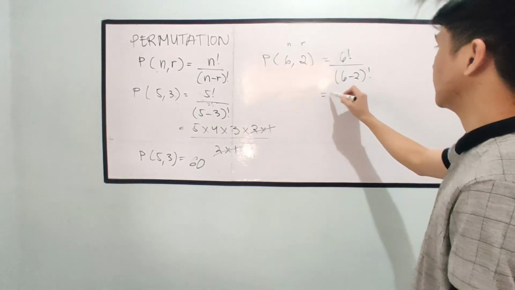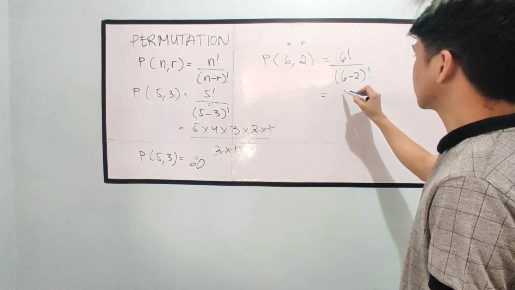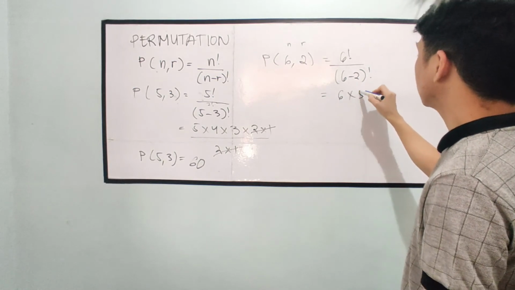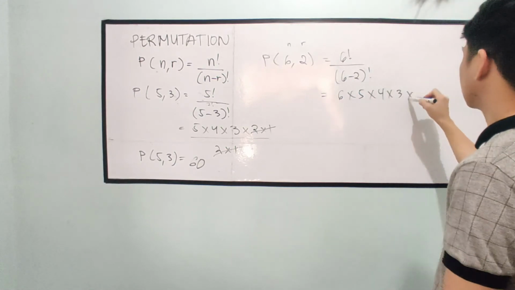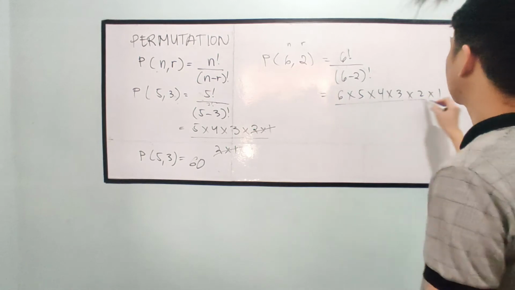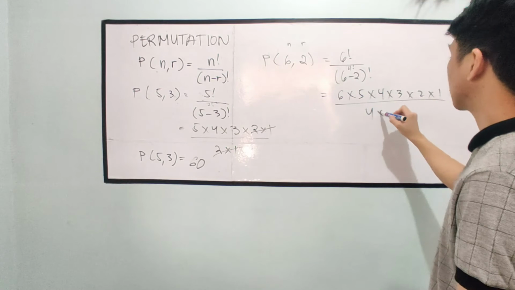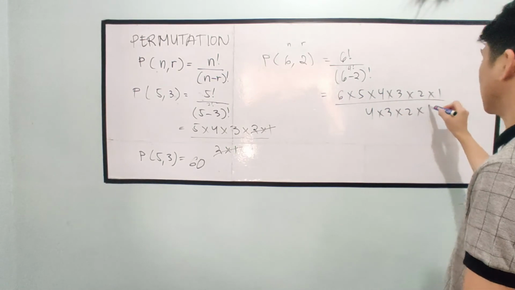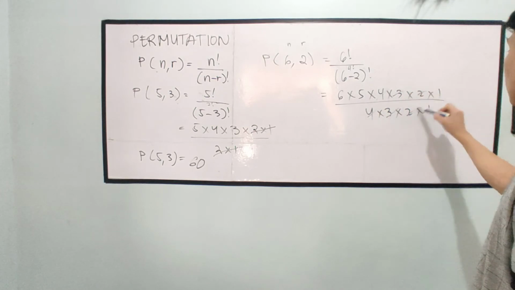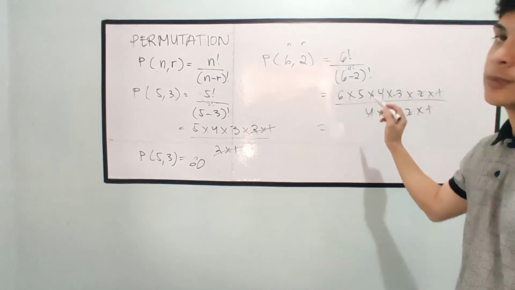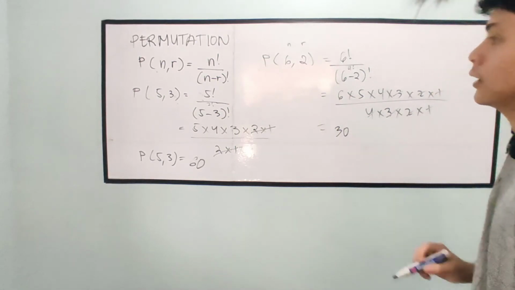Then simplify lang natin. 6 factorial is 6 times 5 times 4 times 3 times 2 times 1 over 6 minus 2 is 4, so 4 factorial to. So 4 times 3 times 2 times 1. So cancel na natin tong 4, 3, 2, tsaka 1. Matitira na lang is 6 times 5, which is equal to 30. Okay?